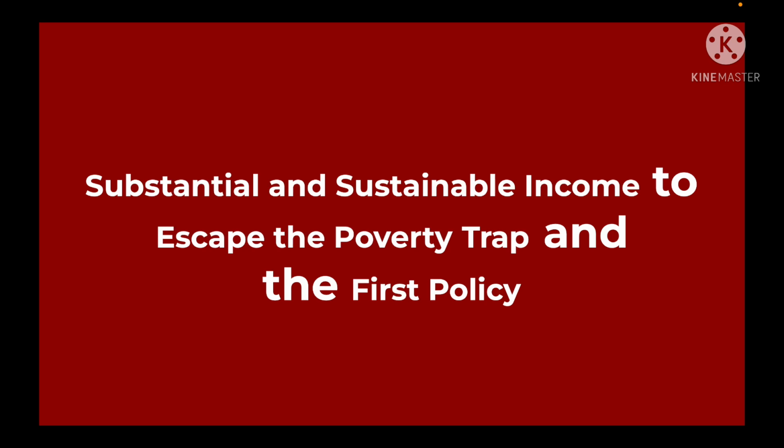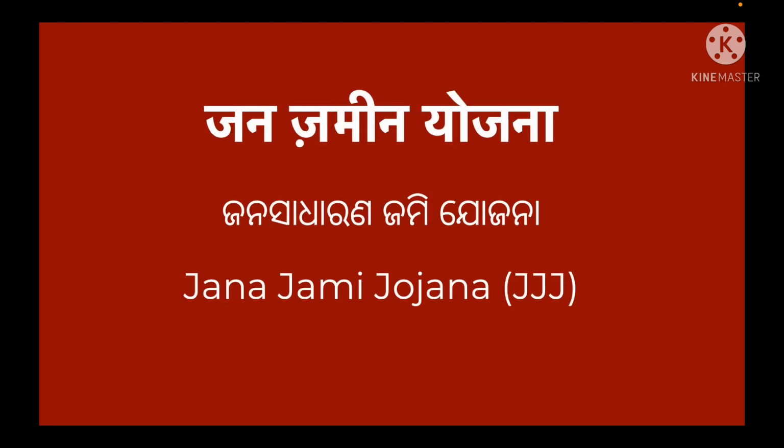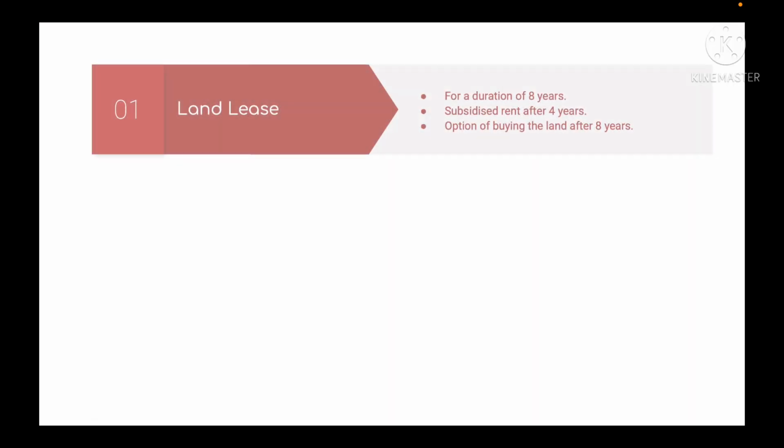Now that we are done studying economics, we can move on to our first policy, which is based on the idea that a substantial and a sustainable income can help people escape the poverty trap. The first policy is called Jan Jami Yojana or J-Cube. The government will lease a piece of land to those below the poverty line for 8 years.